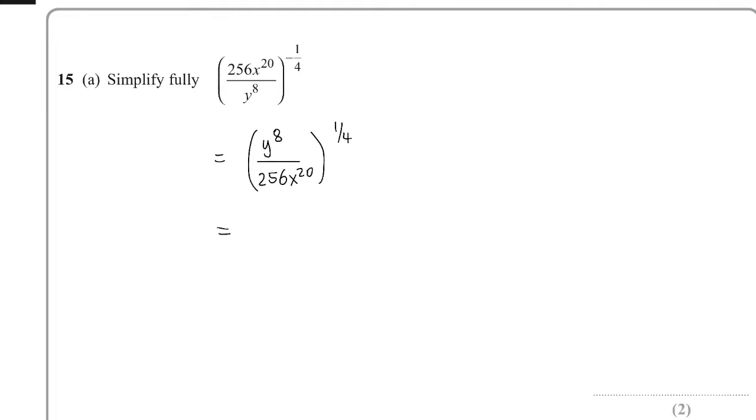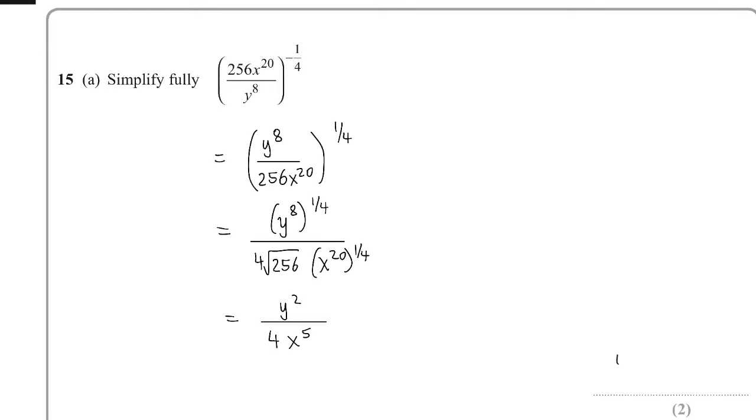And then we know that when we raise a power to a power, we multiply the indices together. So it's going to be y to the 8 to the a quarter over the fourth root of 256 times x to the 20 to the a quarter, which will give me y squared. The fourth root of 256 is 4, and x to the 20 to the a quarter is x to the 5. So that will be the simplified answer for this first part of question 15.